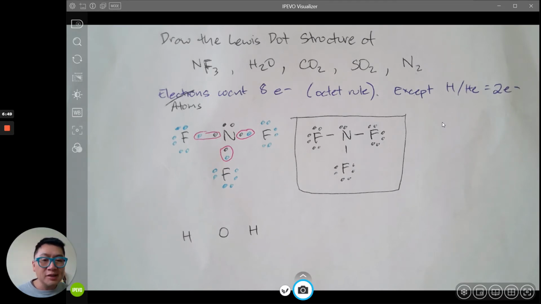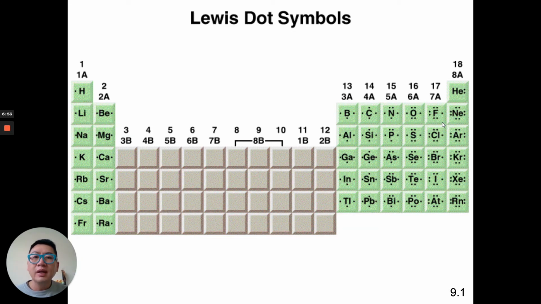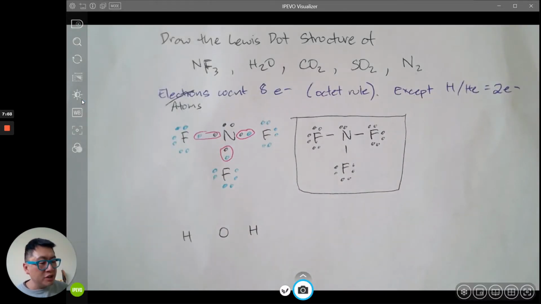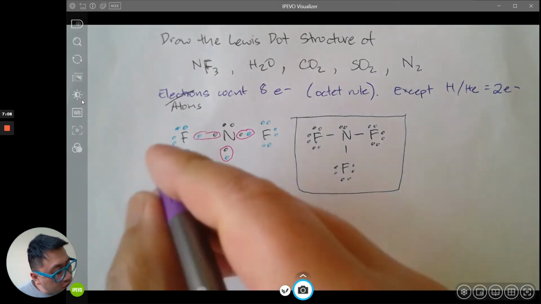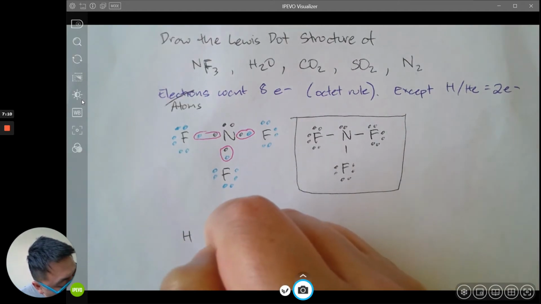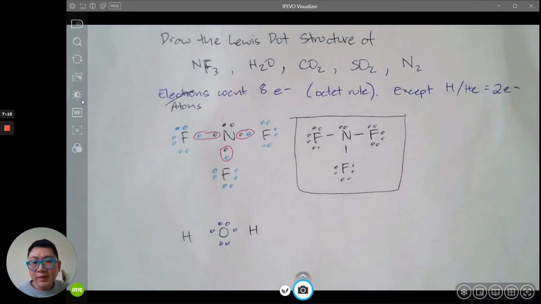What group is oxygen in? What group is hydrogen? Let's look at a periodic table. Oxygen, right over here, is group 6. I'm going to put 6 dots around the oxygen: 1, 2, 3, 4, 5, 6. Hydrogen, right here, is group 1. I will put 1 dot around each hydrogen.